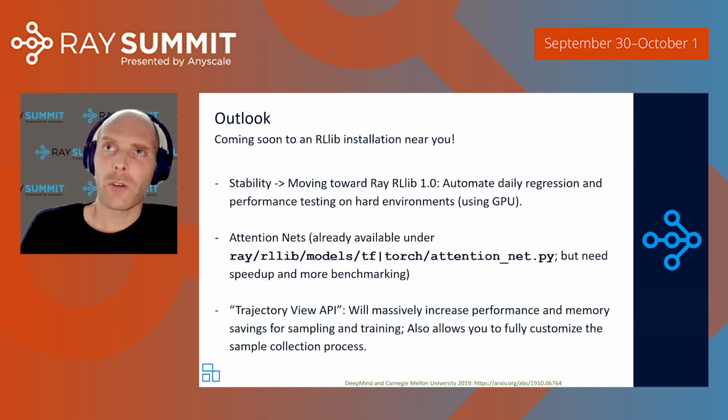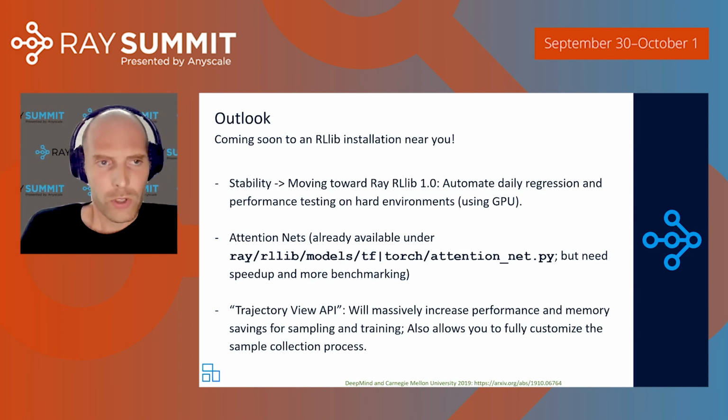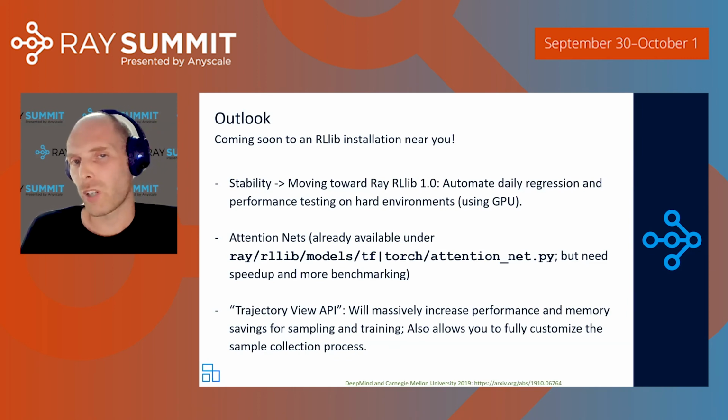Lastly, what will happen in RLlib in Q4? We'll put a lot of focus on stability because we're moving towards RLlib 1.0, which means we will automate the daily regression testing and the performance testing on hard environments, meaning Atari environments and MuJoCo, to make sure that we don't introduce any regressions by accident. These tests will use a GPU, and they will be fully automated and run daily so that we catch errors in our PRs early on.